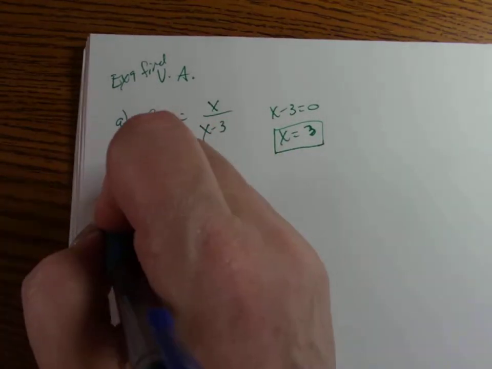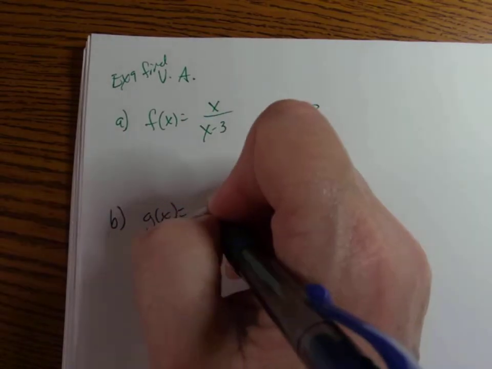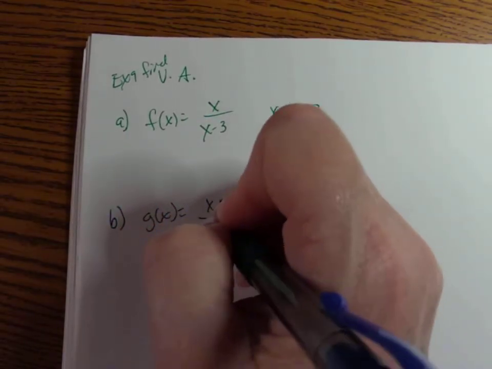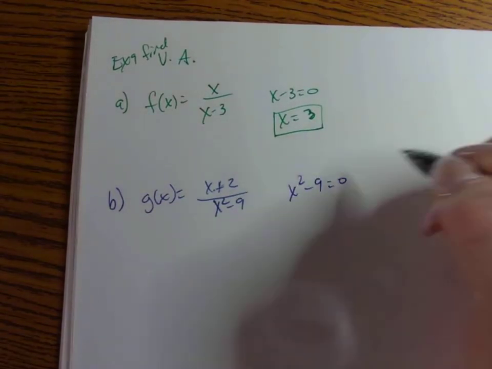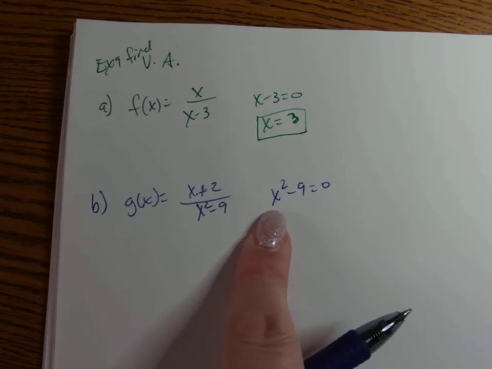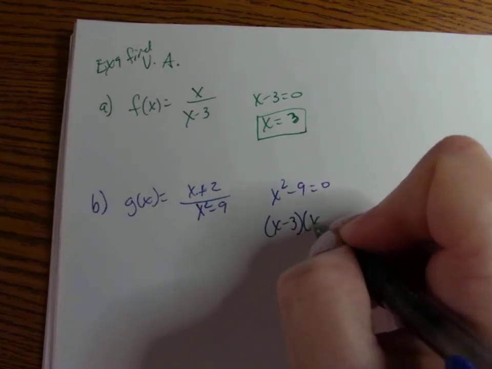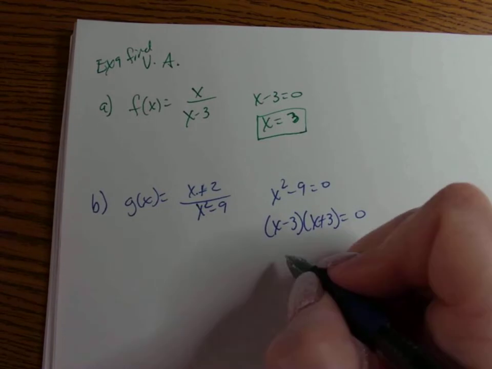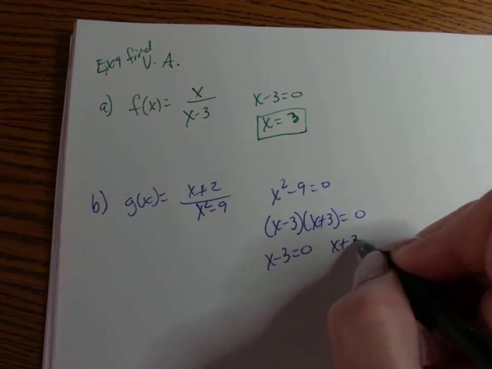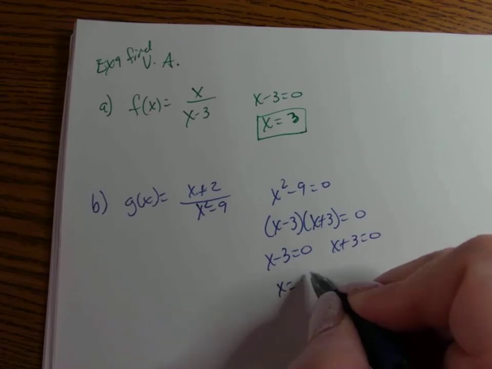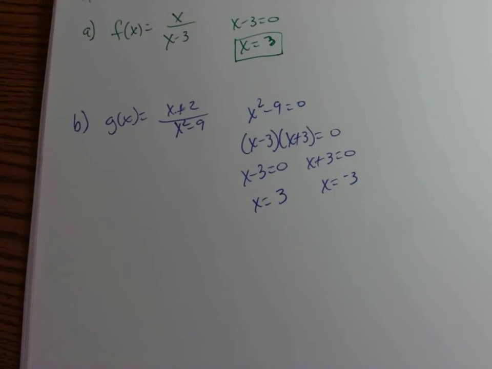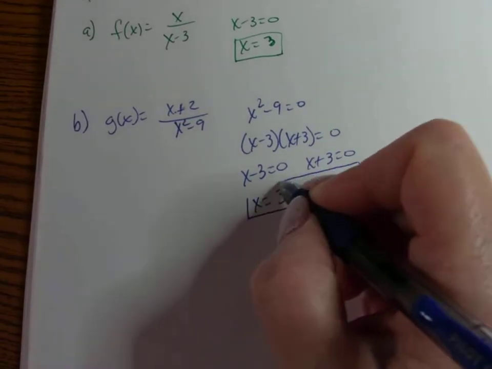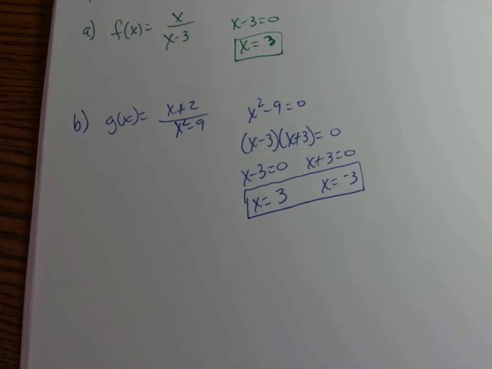Another one that we might see is g of x equal to x plus 2 over x squared minus 9. Again, the valley of the problem. x squared minus 9 equals 0. We've talked about this already today. Difference of squares. x minus 3 times x plus 3 equals 0. So x minus 3 equals 0, x plus 3 equals 0. So x equals 3 and x equals negative 3. So both of these are vertical asymptotes.